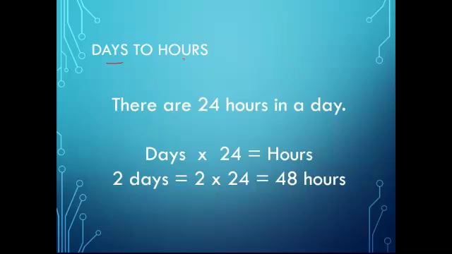From days to hours, I'll multiply by 24. So if I have 2 days and I want to find it in hours, I'll multiply these 2 by 24. And that will give us 48 hours. So there are 48 hours in 2 days.